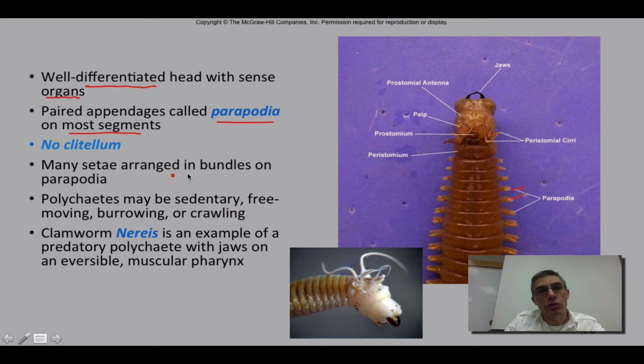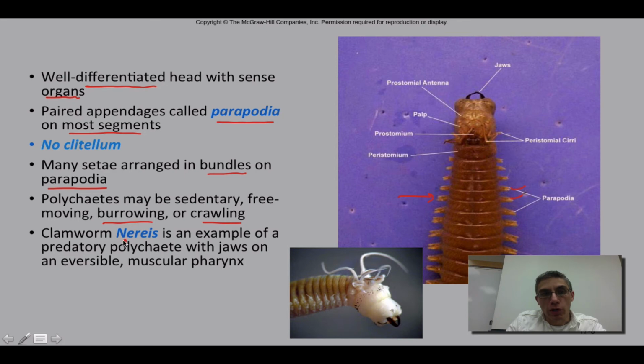Many setae are going to be arranged in bundles on that parapodia. So when you look at this parapodia right here, and each one of these, as I had said, represents a parapodium, it's actually composed of many setae, those little bristles that we had talked about earlier. Now, polychaetes may be sedentary, which means they don't move around too much. They could be free moving, they could be burrowing, or they could actually be crawling.